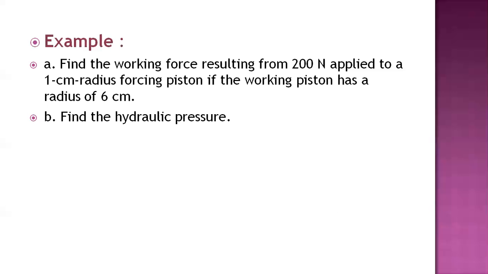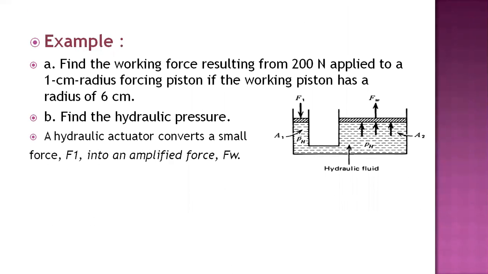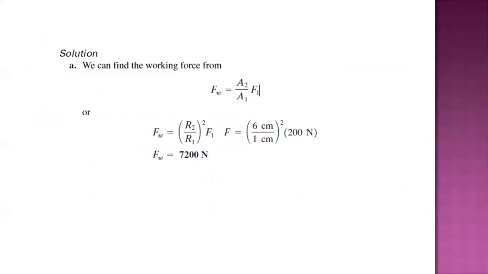Here it is asked to find the working force resulting from 200 Newton applied to a 1 centimeter radius forcing piston, if the working piston has a radius of 6 centimeter. It is asked to find the hydraulic pressure also. A hydraulic actuator converts a small force F1 into an amplified force, Fw. So we can find the working force from Fw equals A2 divided by A1 times F1, or you can easily convert it into Fw equals R2 squared divided by R1 squared times F1, where R indicates the radius.